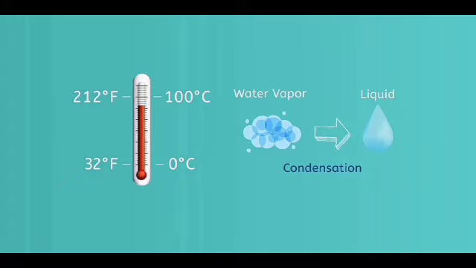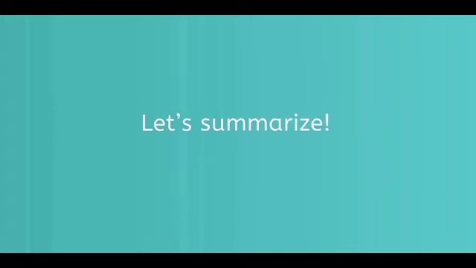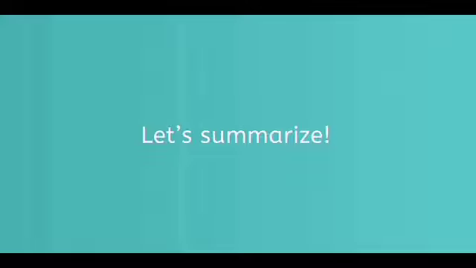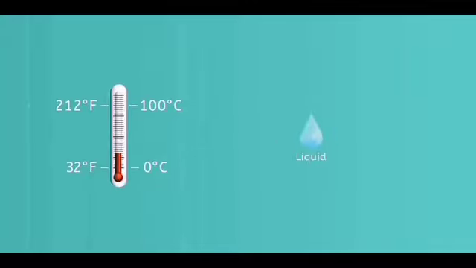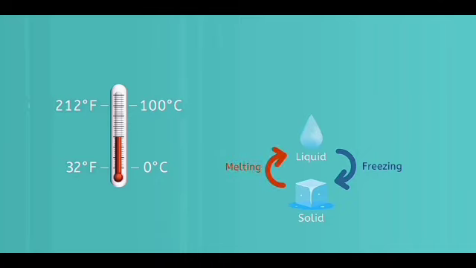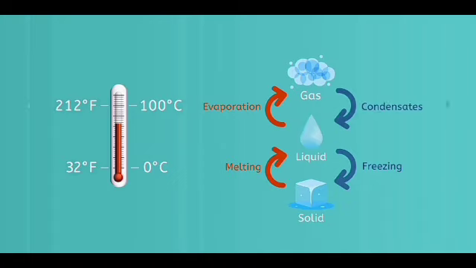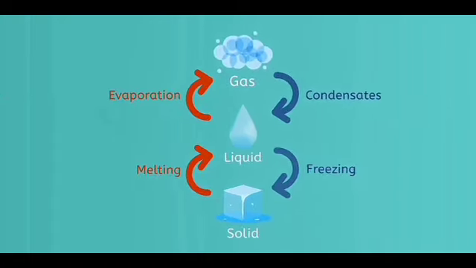Let's follow the transition of water through the different temperatures one more time to summarize what we learned in this video. When water gets cold enough, it freezes and turns into ice. We can warm the ice back up so that it melts and becomes liquid again. When water gets very hot, it evaporates and turns into water vapor. If we cool the water vapor back down, it condenses and goes back from gas to liquid. These are the states of water.